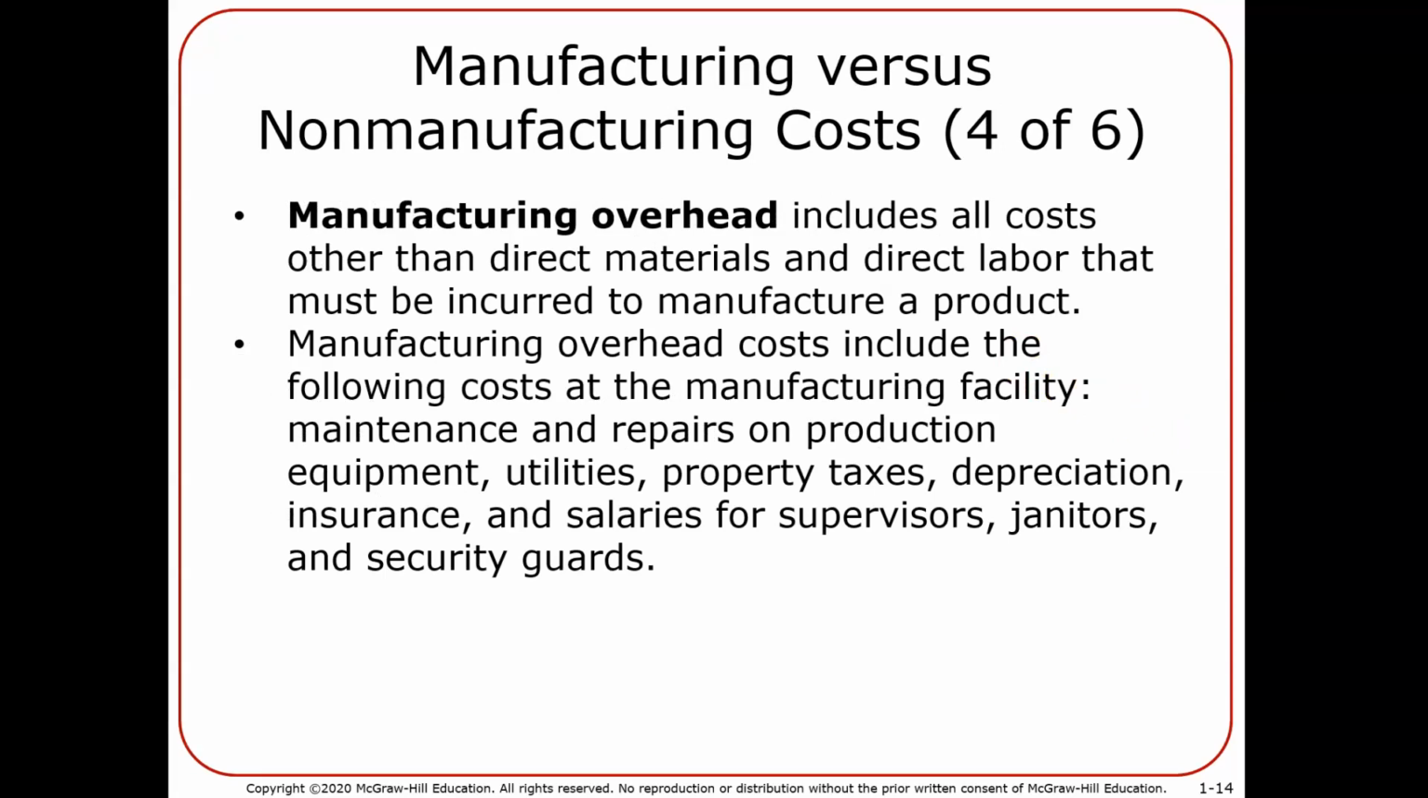Manufacturing overhead is everything else. If it's a manufacturing cost or a product cost, and we'll talk about product costs soon, then everything that's not direct materials or not direct labor is manufacturing overhead. It's kind of a catch-all for all those things that we can't trace directly to that product. For instance, the production equipment, the utilities, the property taxes, the depreciation on the factory building, the insurance on the factory building, the salaries for the supervisors, the janitors, the security guards, anything that has to do with making that product, but it's not direct materials and it's not direct labor. It is manufacturing overhead. So those 3: DM, DL, MOH, direct materials, direct labor, and manufacturing overhead.